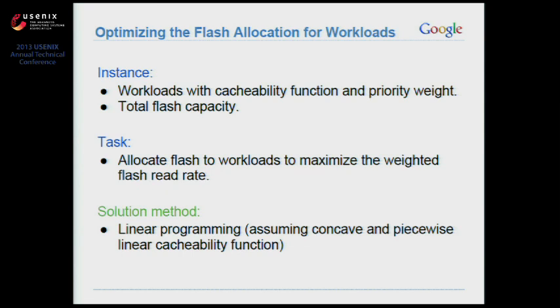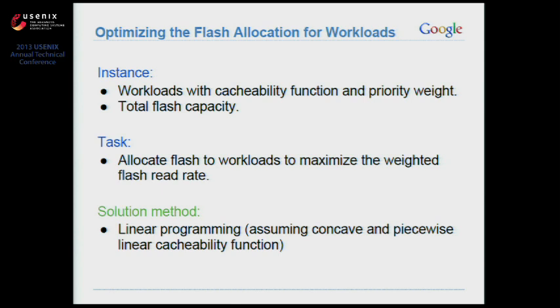The instance consists of the workloads with the cacheability function. Each workload has a priority weight. These priority weights we introduce to give some priorities to some workloads, mainly for latency reasons. Then, as input, there's also the total flash capacity. The task is to allocate flash to the workloads to maximize the weighted flash read rate.